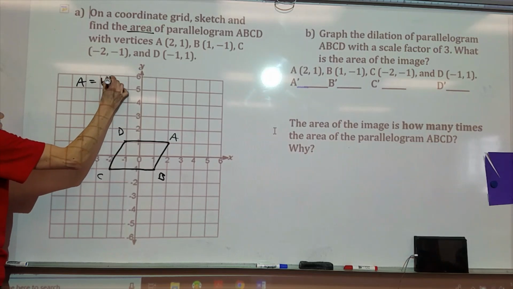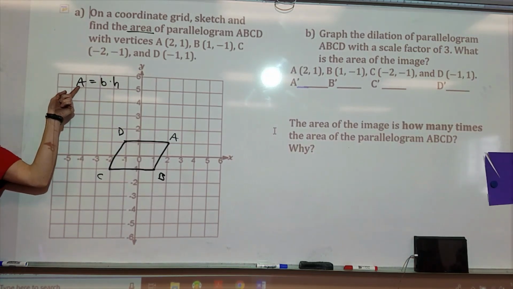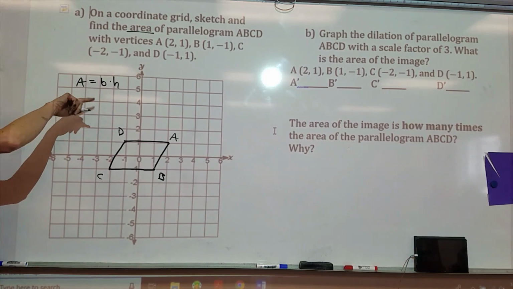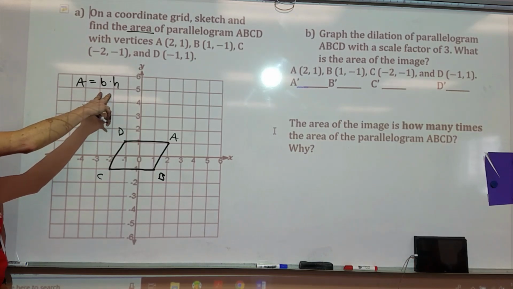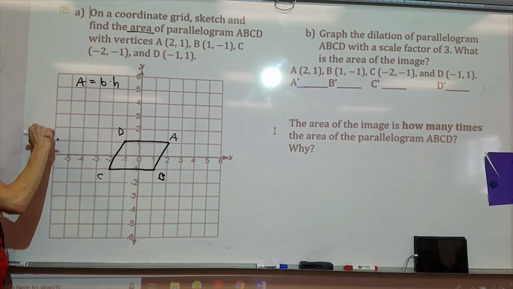Area equals base times height. What is the formula starting with area equals? Get ready? Base times height. Good. Start with area. Ready? Area equals base times height. Very good. So important, especially when it comes to tests. Sometimes they give you the area, and you have to figure out the height. Or they'll give you the area, and you have to figure out the base. So make sure you write down your formula.